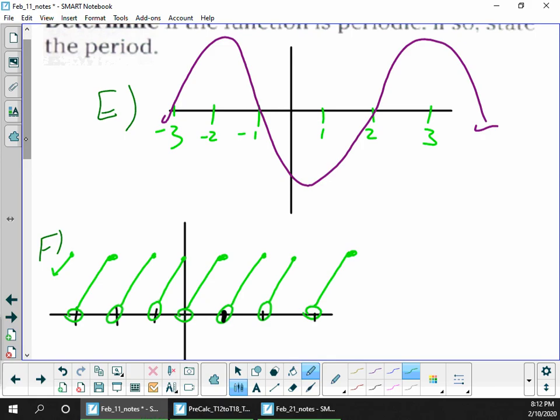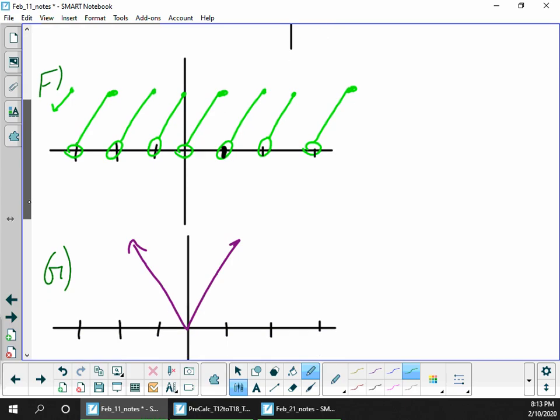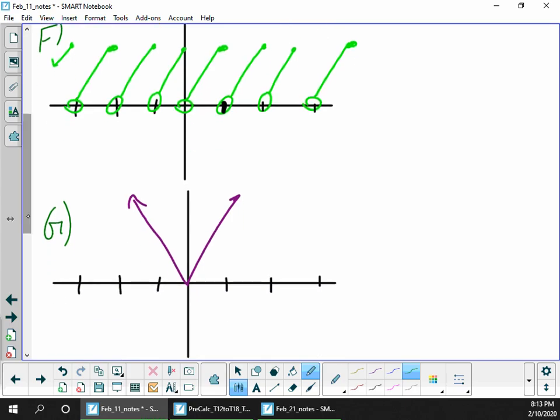I'd like you to take a second, take a look, and determine if you think E is a periodic function. Yes or no? If yes, what's its period? If no, why not? Take a look at F. Do you think F is periodic? If yes, tell me what you think the period is. If no, why not?